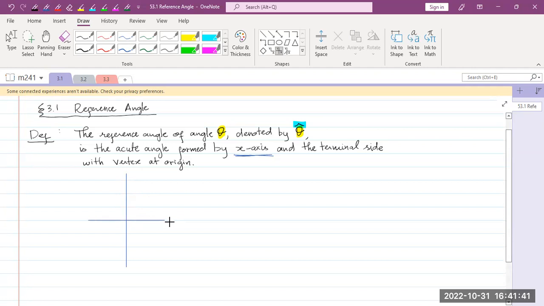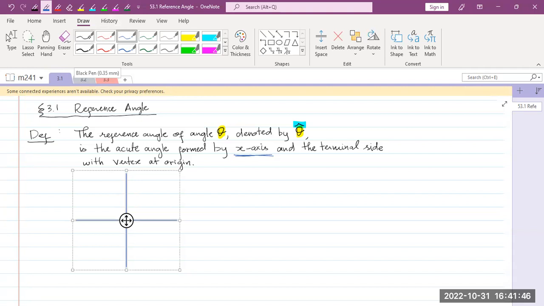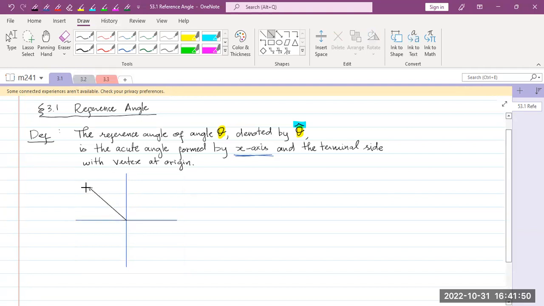Suppose for example, we have this is the rectangular coordinate system, and let's say this is a terminal side, right? So this is the angle theta, right, in standard position. Now, the reference angle is the angle formed from positive x-axis to that terminal side. And it has to be an acute angle. Okay, at most 90 degrees to be more precise.